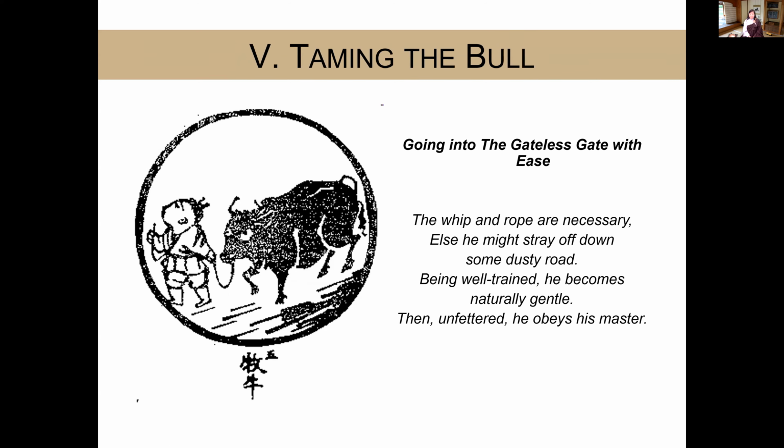The whips and ropes are necessary, else he might stray off down some dusty road. Being well trained, he becomes naturally gentle. The unfettered, he obeys his master.